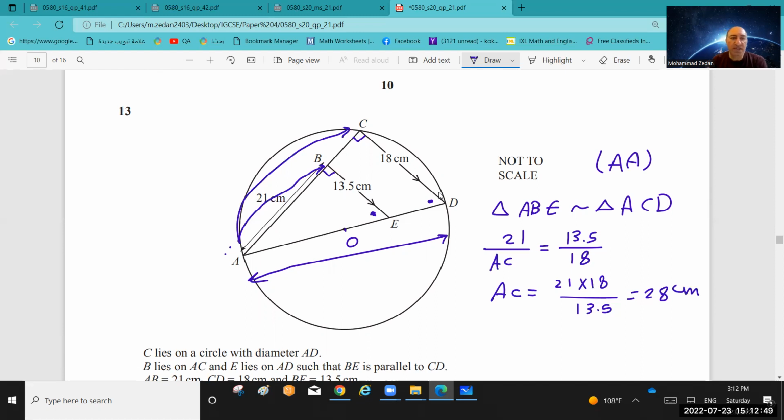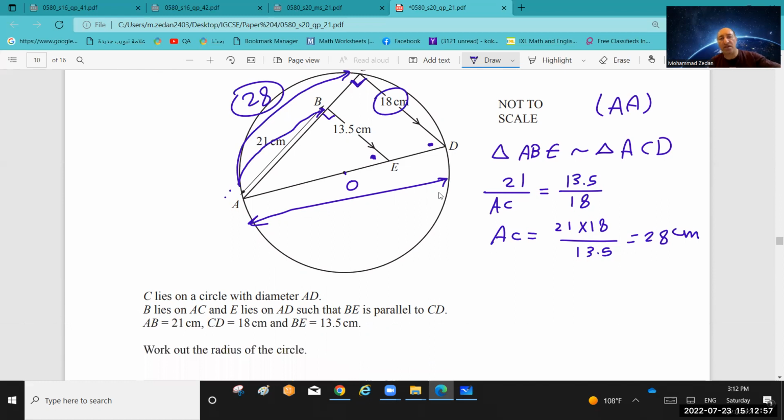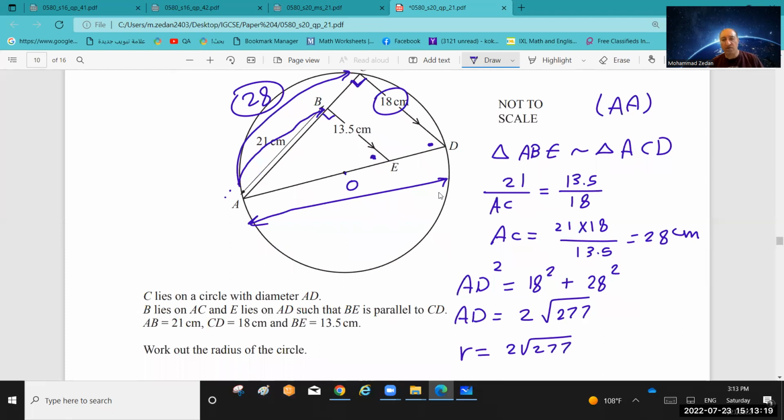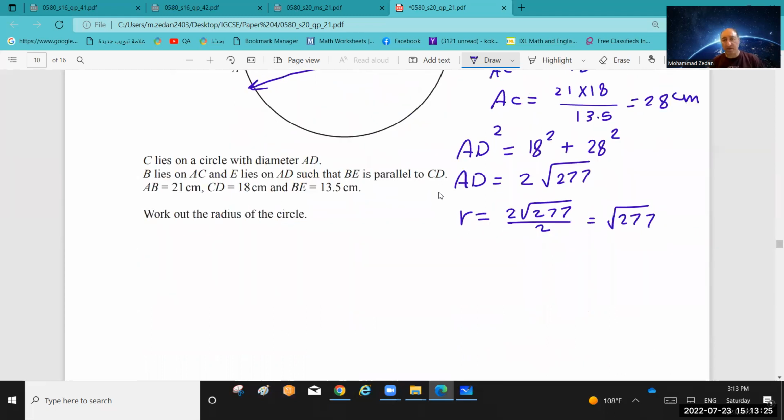Okay, so this side is 28 and this side is 18. So I have a right triangle, and the two legs of the right angle are 18 and 28. So you can simply find AD by the Pythagorean theorem. AD squared is 18 squared plus 28 squared. So AD is the square root of the answer, which is 2 square root of 277. The radius is half of this amount, so 2 square root of 277 over 2 gives you square root of 277. By using a calculator, you can find it is about 16.6, I think.